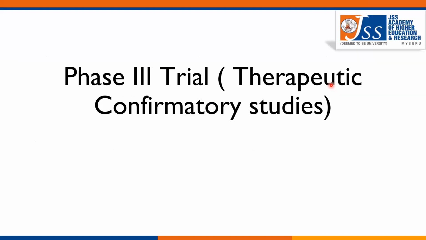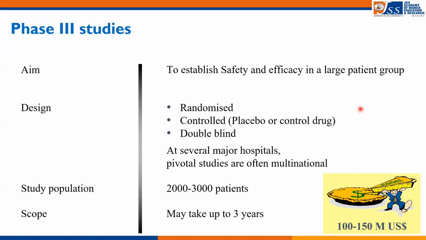Phase 2 is called the therapeutic exploratory phase, where we explore the possibility or the dose range of the drug. Phase 3 trials are therapeutic confirmatory studies. Whatever results we got in phase 2 will be confirmed in phase 3 trials. It is done to establish the safety and efficacy in a large patient population, about 2,000 to 3,000 patients, at multiple or major hospitals. And it is usually a multinational clinical trial, done across multiple countries at the same time.